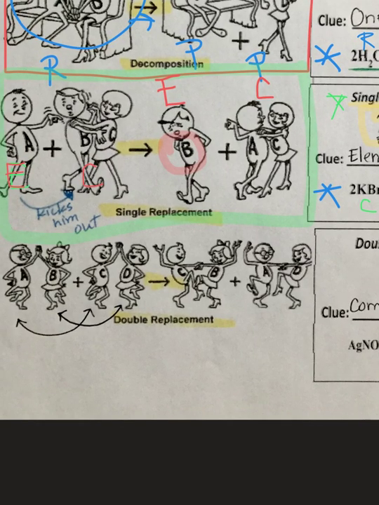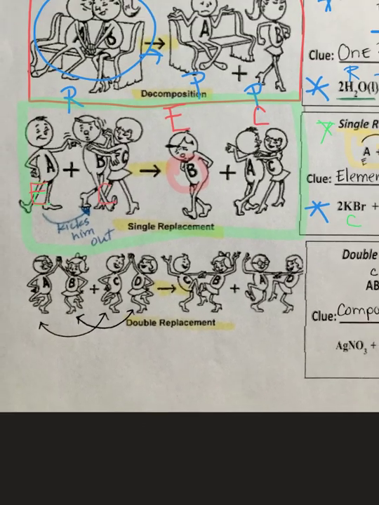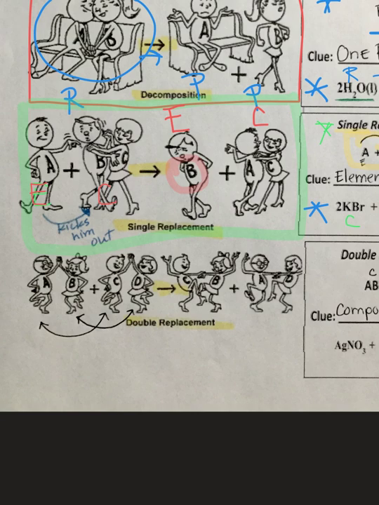If single replacement was one element replaces the other element, double replacement is going to be that two elements are going to switch places. First, let's recognize the clue on how we're going to be able to identify it. The clue is that you will have a compound on both sides. Remember, a compound is two elements put together.